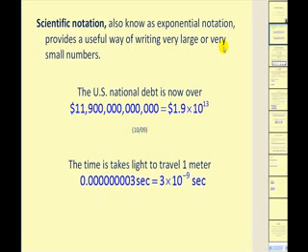very small numbers. For example, the U.S. national debt is now over $12,900,000,000,000, which could be written in scientific notation as 1.9 times 10 to the 13th power. The time it takes light to travel 1 meter in decimal notation is equal to this, which can be rewritten in scientific notation as 3 times 10 to the negative 9th power.